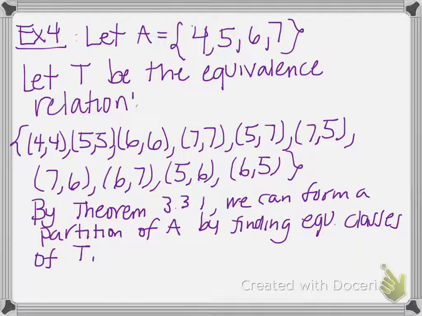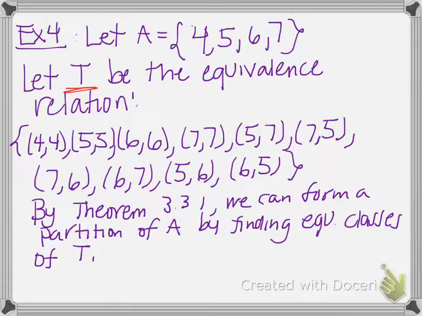So A is equal to {4, 5, 6, 7}, and let T be the equivalence relation given by the set containing 4T4, 5T5, 6T6, 7T7, 5T7, 7T5, 7T6, 6T7. And I'm saying T as the relation T, not 67, so I don't want to confuse anyone. 5T6 and 6T5. Okay. Instead of saying relates, because I want to start using the actual letter we use. So by theorem 3.31, we can form a partition of A by finding the equivalence classes of T.